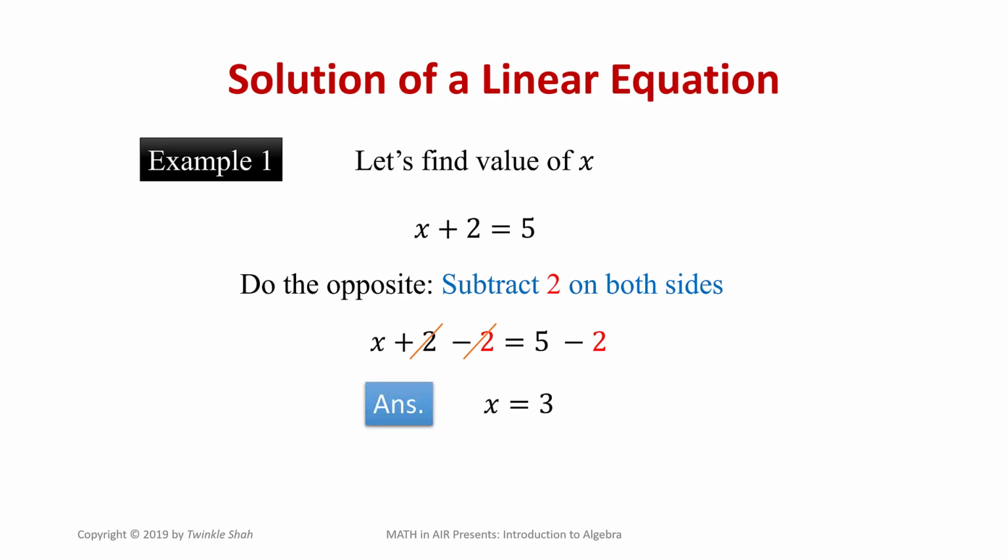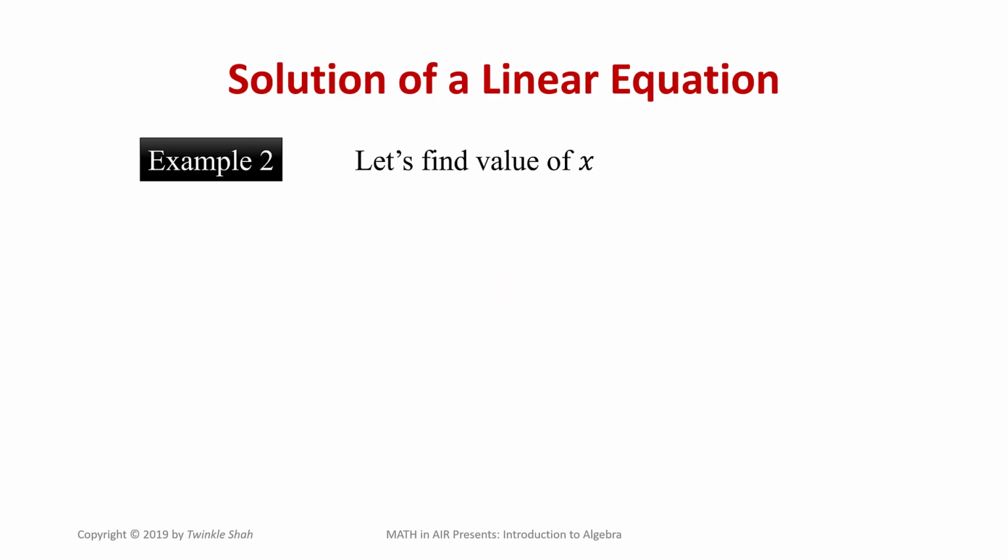That's an answer. Now let's verify this solution. Substitute x is equal to 3 in x plus 2 is equal to 5. We get 3 plus 2 is equal to 5. Definitely 3 plus 2 is equal to 5. Therefore, here we have left hand side which equals to the right hand side. Hence, we can say that x is equal to 3 is a solution to the linear equation x plus 2 is equal to 5. Let's do another example.